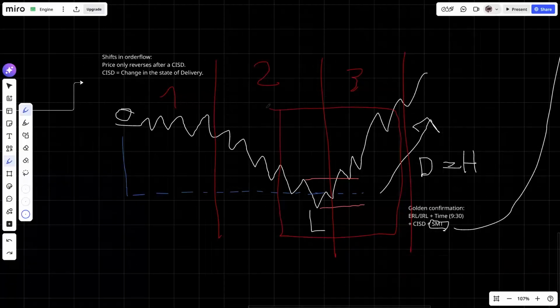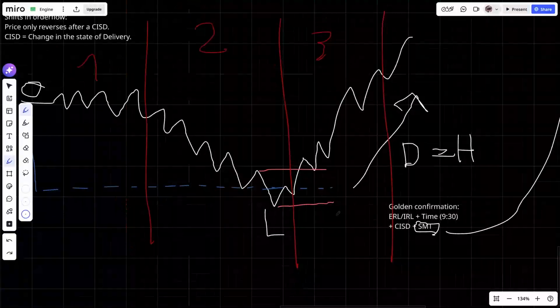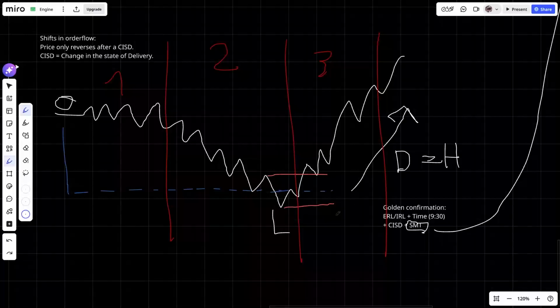Between these two is where you find the best entries. And you look for that using CISD. CISD is essentially a shift in the state of delivery. But what do I mean by state of delivery?